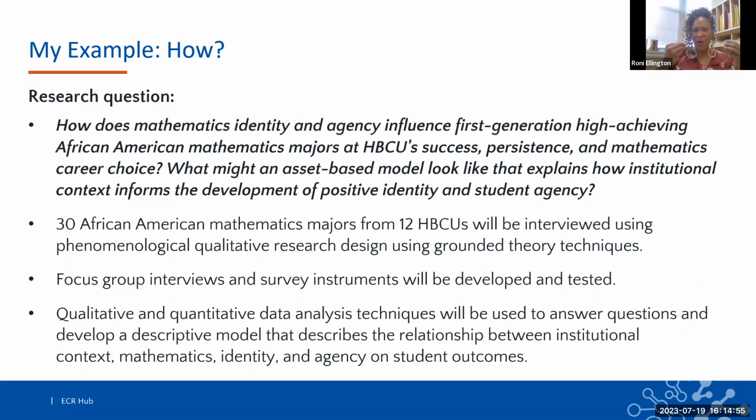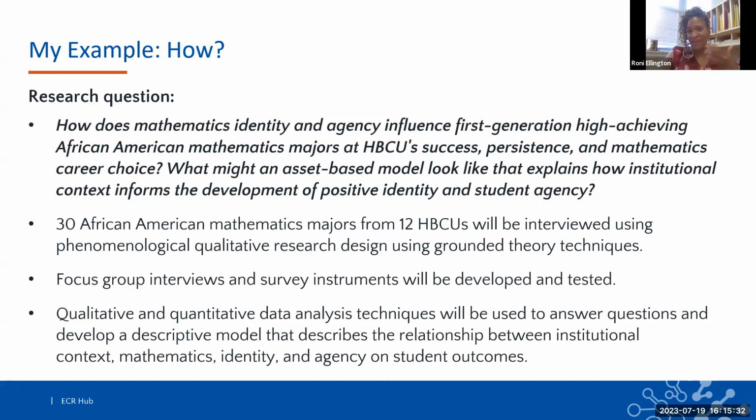And so I'm going to speak to 30 African-American math majors from 12 HBCUs, using a phenomenological qualitative research design with a grounded theory approach, because I'm literally building a model based on their results. I'm going to do focus groups and survey instruments. And what I don't have here, I just thought about it: if I'm bringing in institutional context, I'm going to have to do some analysis of documents around the various institutional contexts to see how what they say and the institutional elements play out. So, trying to build that model.